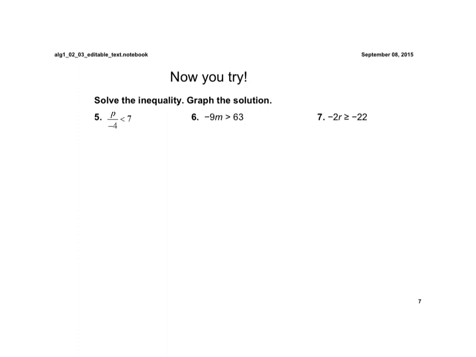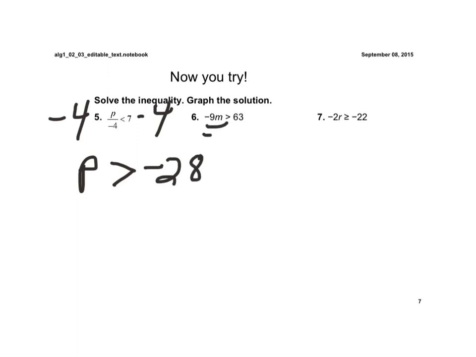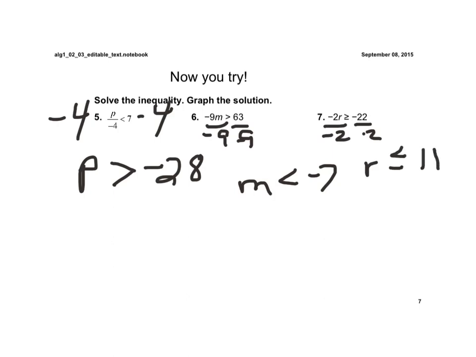Alright, welcome back. First one, we multiply both sides by a negative 4, so I'm going to get p, I have to reverse the sign, is greater than a negative 28. Next one, I divide both sides by a negative 9. And so again, I must reverse that sign, so m is less than a negative 7. Here I'm going to divide both sides by a negative 2. So again, I must reverse the sign, so it becomes r is less than or equal to a positive 11.